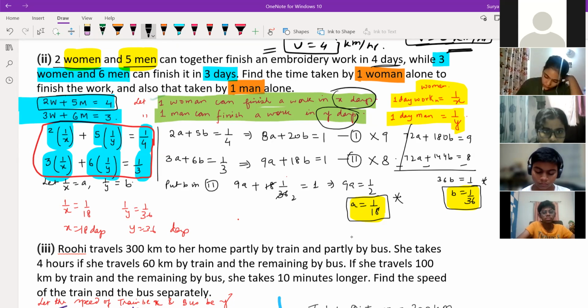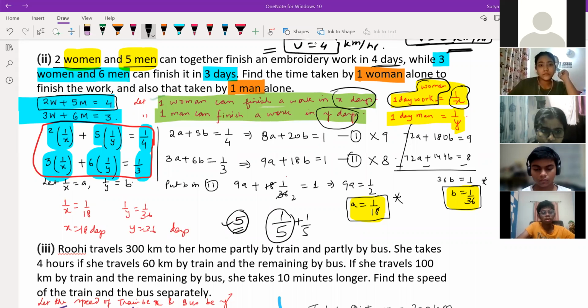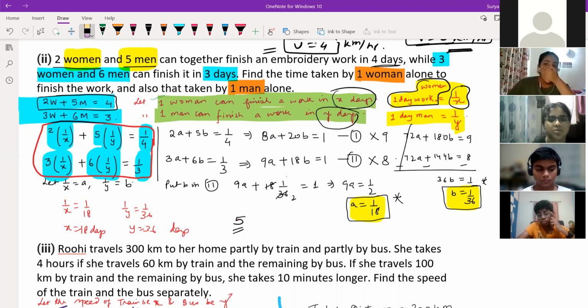One man and one woman, I'm writing over here. Then we should know 1 day work. 1 day work of woman is how much? 1 by X. Suppose Vivek is finishing a work in 5 days. So in 1 day, how much can he finish? 1 by 5, correct? That's why it's 1 by 5 plus 1 by 5 plus 1 by 5. If you add it five times, we'll get 1 only, right? So 1 day work of Vivek is 1 by 5.